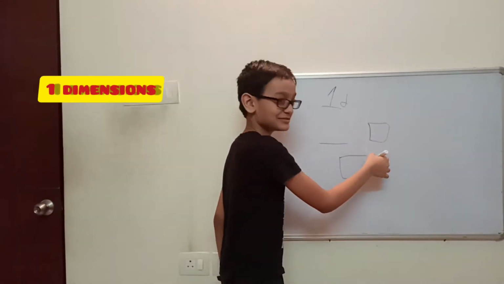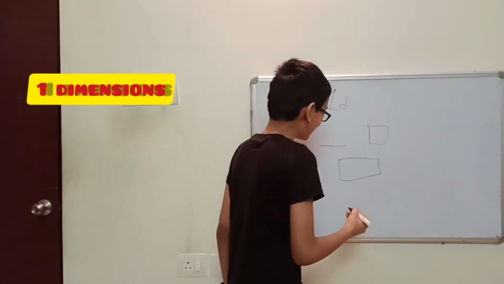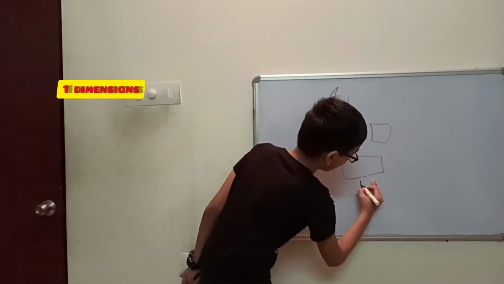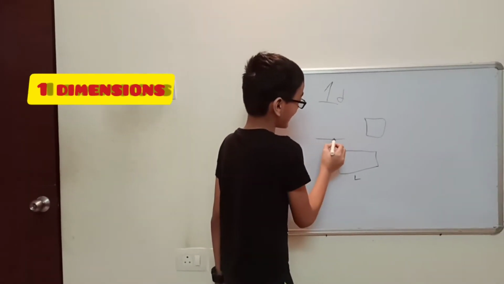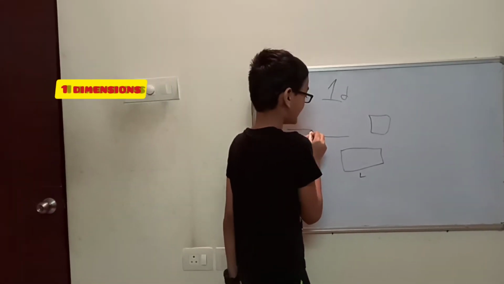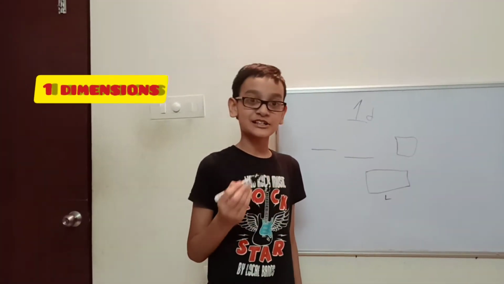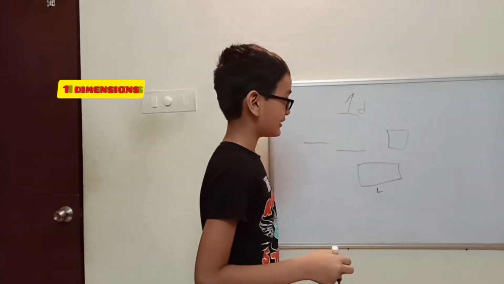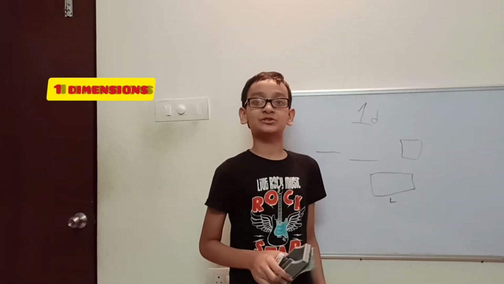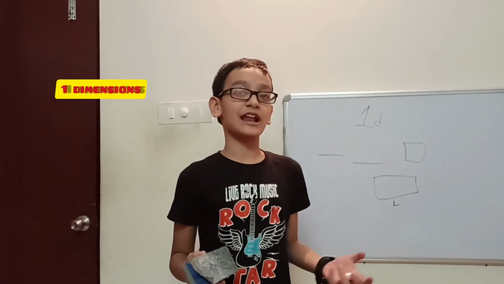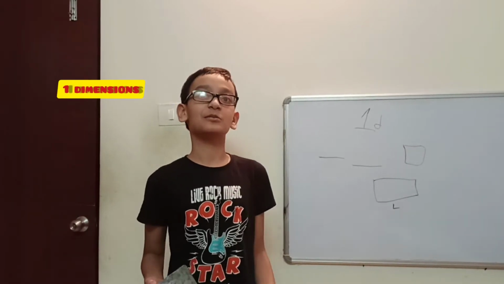This is length, L. And this is the line. It has to be horizontal. It can be vertical, but to show the length, how long it is, it has to be horizontal. So length can be shown as a ray, line segment, and line. A plane also has a length. You can say it has a length, but it also has a breadth.